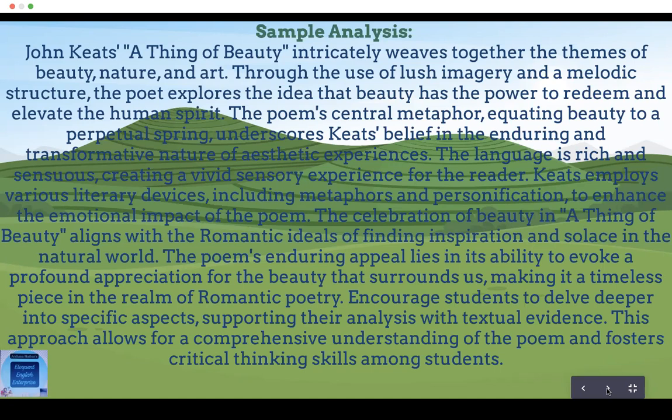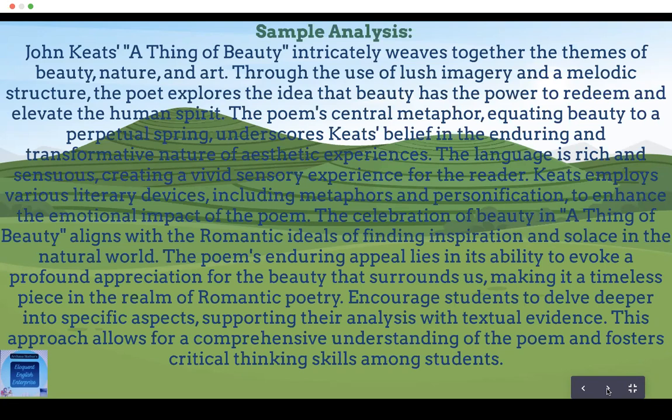So this is a sample analysis of A Thing of Beauty. Here, John Keats intricately weaves together the themes of beauty, nature, and art. Through the use of lush imagery and a melodic structure, the poet explores the idea that beauty has the power to redeem and elevate the human spirit. The poem's central metaphor, equating beauty to a perpetual spring, underscores Keats's belief in the enduring and transformative nature of aesthetic experiences. The language is rich and sensuous, creating a vivid sensory experience for the reader.